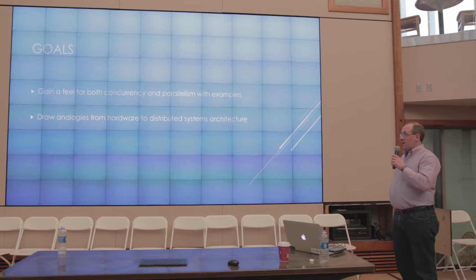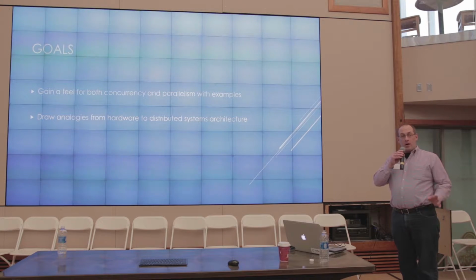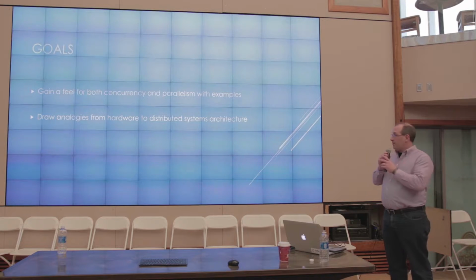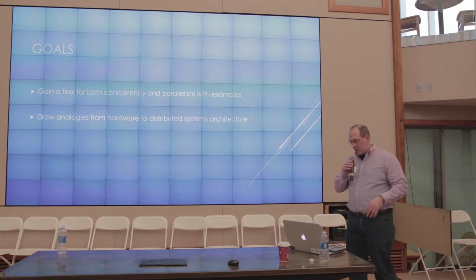So the goals for this talk, basically I've got two. I want you to gain a feel for both concurrency and parallelism with examples. Three of those examples are going to be hardware related, but you'll see that how software functions on those systems has a lot to do with how you manage concurrent and parallel operation. And I want to draw analogies from hardware to distributed systems architecture as a result of working through the 4 examples.